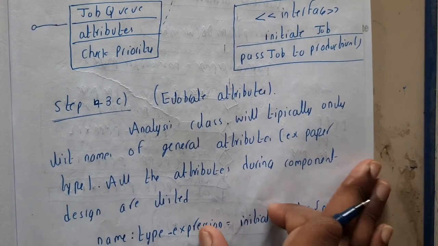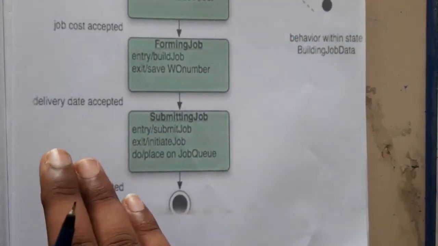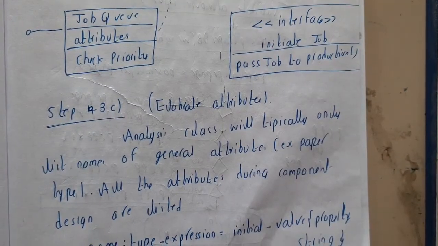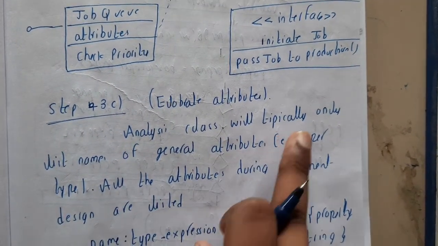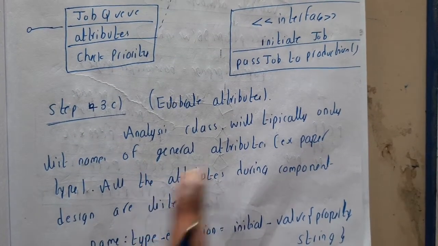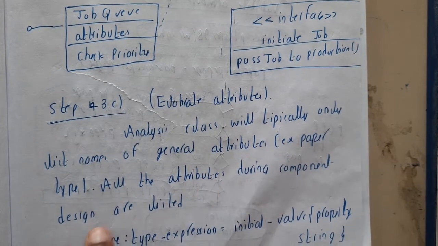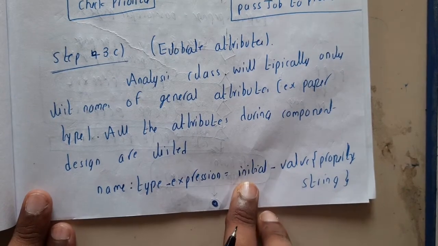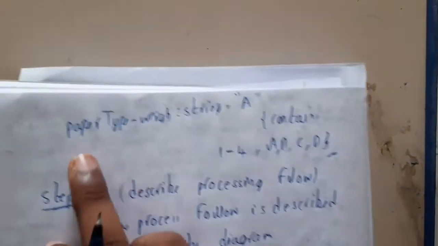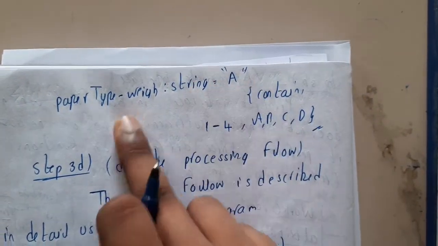Okay, so now let us go through elaborating the attributes. Here you will be elaborating them, in the next step you will be describing, guys. Here you will just be elaborating it in terms of words only. An analysis class typically only lists general attribute names. You will be writing them one after the other, guys. All the attributes during the component design are listed. Basically you will write them as name colon type expression equals initial underscore value, in proper style. So paper type weight string A contains 1 to 4, those are ABCD. You'll be mentioning everything in that way.